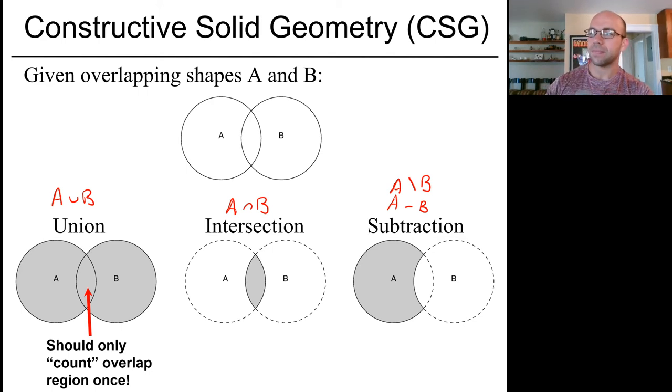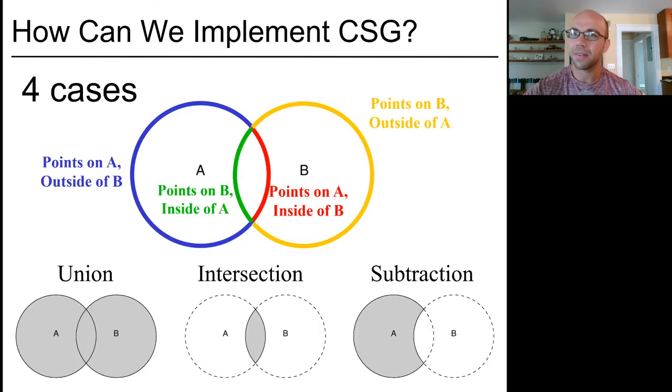Okay. So the question is, how could we implement CSG in a ray tracer? This is going to be a really interesting idea where we're never actually going to construct the 3D model of the final object. We're just going to do CSG during the ray tracing procedure kind of as we need it. So this can get really complicated really fast. We have to deal with points that are in A but outside of B, points that are in B outside of A, and so on.